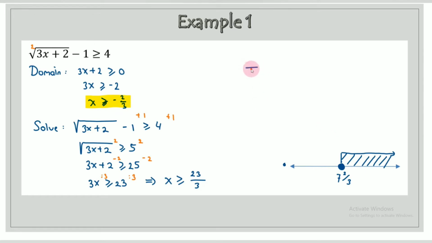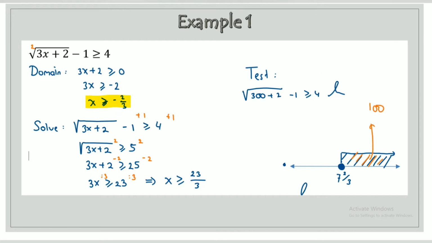So let me do the testing as the final step. Let me test whether these solutions are true. Let me pick any number from these sections. For example, I pick 100. 100 is from the solutions that you have found. If I put it into the original inequality, I have 300 plus 2 minus 1. Of course, the square root of 302, you can have the sense that it is true. So yeah, this solution is a true one.